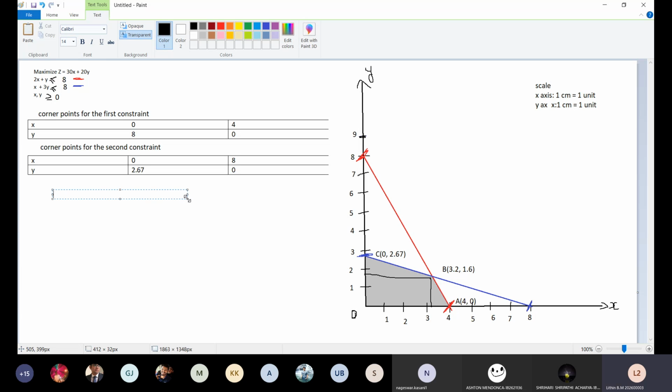Give me some time. So the optimum value: maximize z equals 30x plus 20y. Now for corner point A, 30 into what is x for corner point A? What is x?